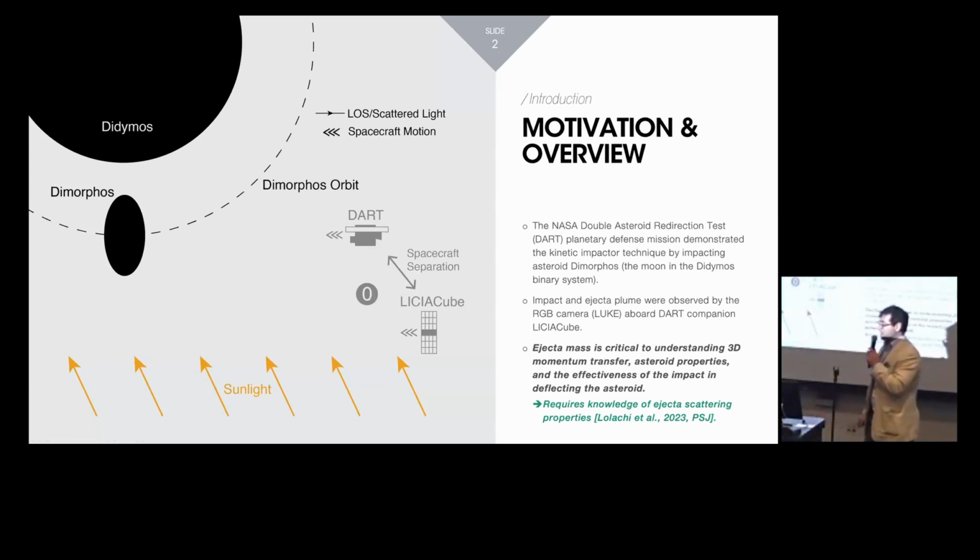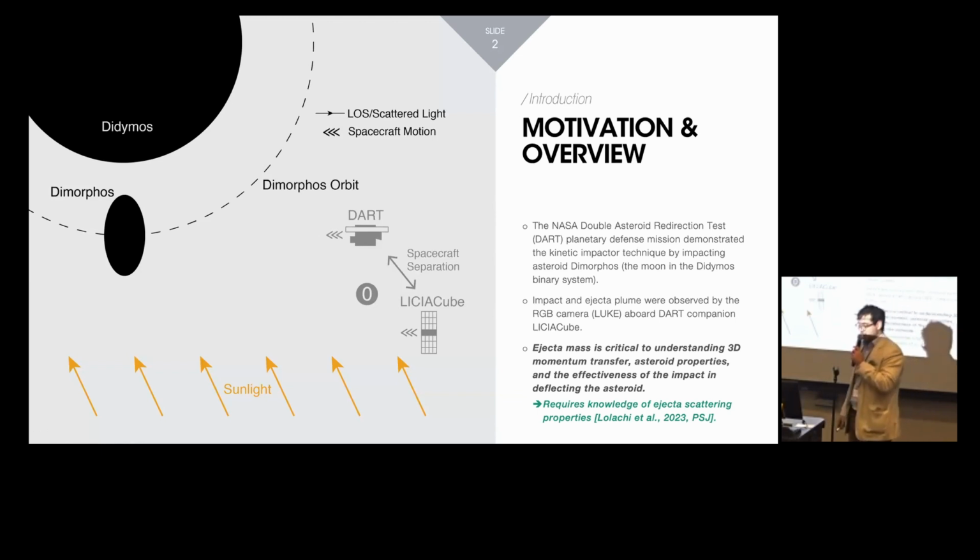As I'm sure many of you are aware, NASA's Double Asteroid Redirection Test, or DART, was the world's first successful planetary defense mission, demonstrating the kinetic impactor technique by impacting the asteroid Dimorphos, the moon in the Didymos binary system. The impact and the ejecta plume were observed by the LUKE RGB camera aboard the DART companion spacecraft LICIACUBE, as shown in the diagram on the left.